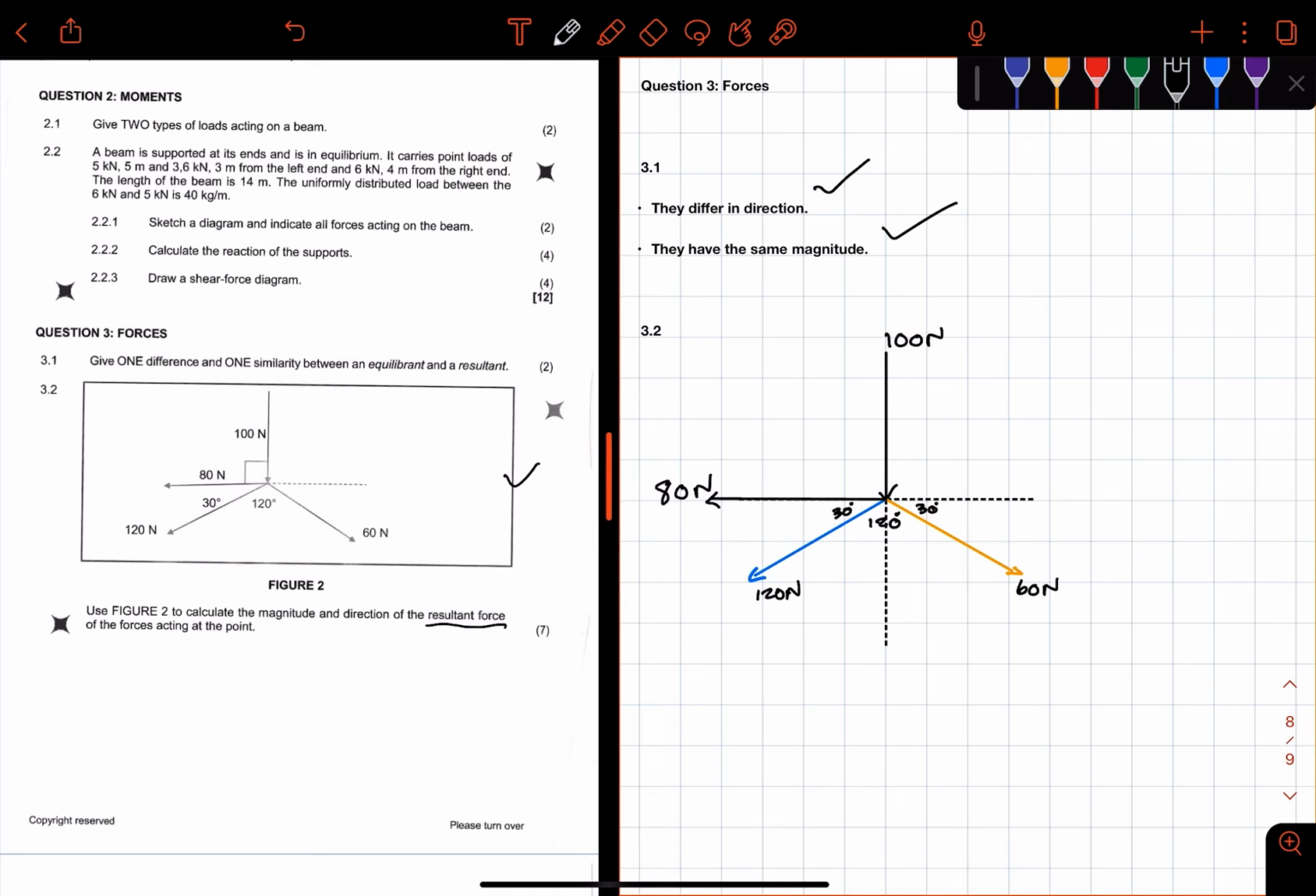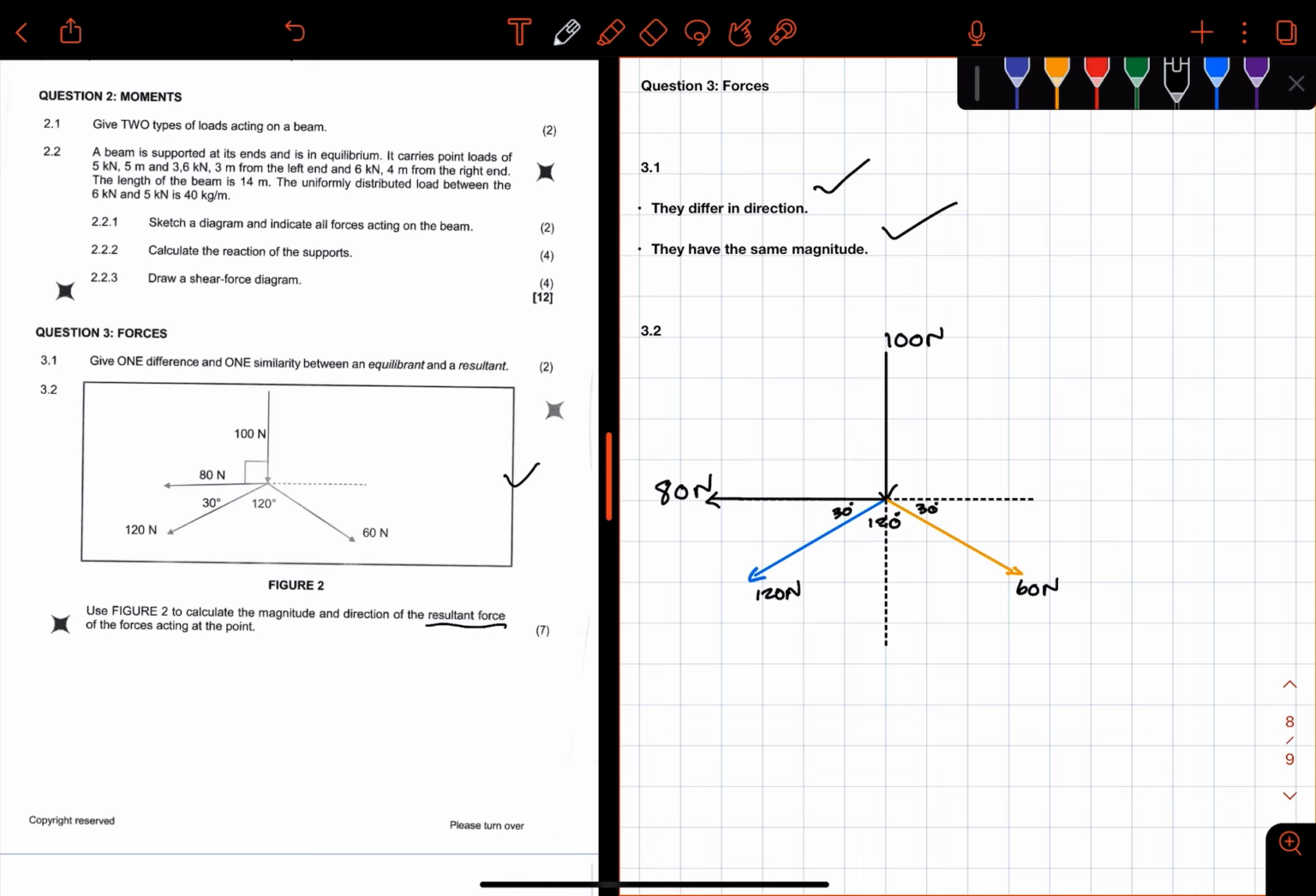By forces aligning with the Cartesian plane, I mean we need to have forces that are parallel with either the x-axis or the y-axis. Right, so the 100 Newton force as well as the 80 Newton force are both aligning with the Cartesian plane, so we can use them. But the 120 Newton force, which is the blue force here, and the 60 Newton force are both oblique forces.